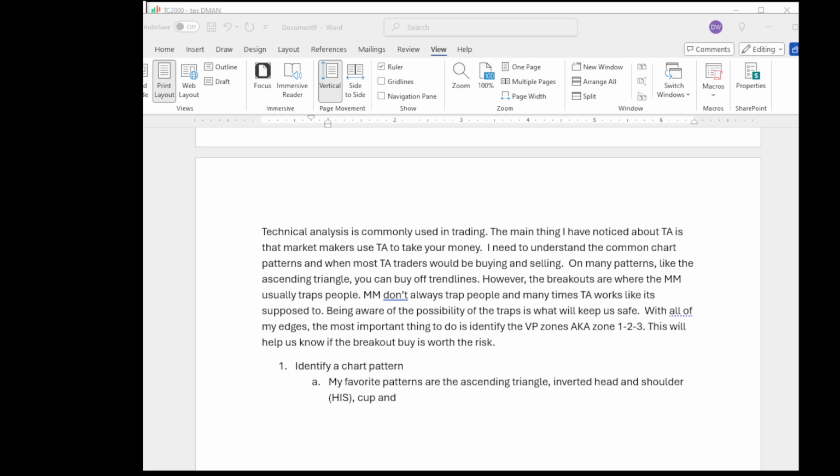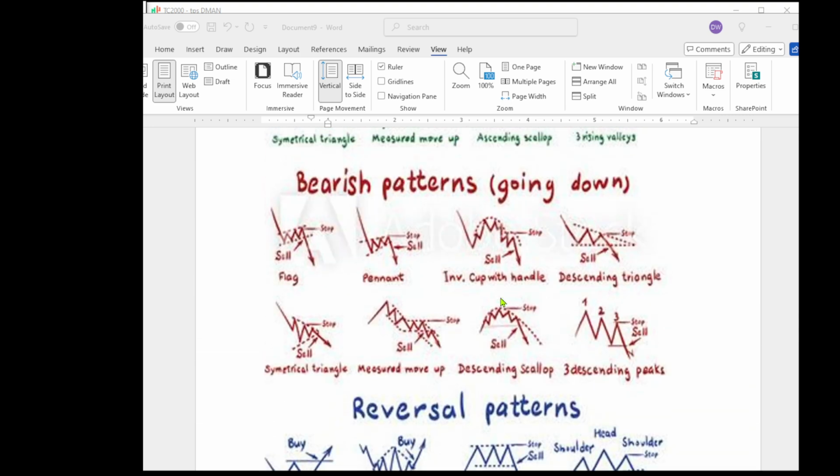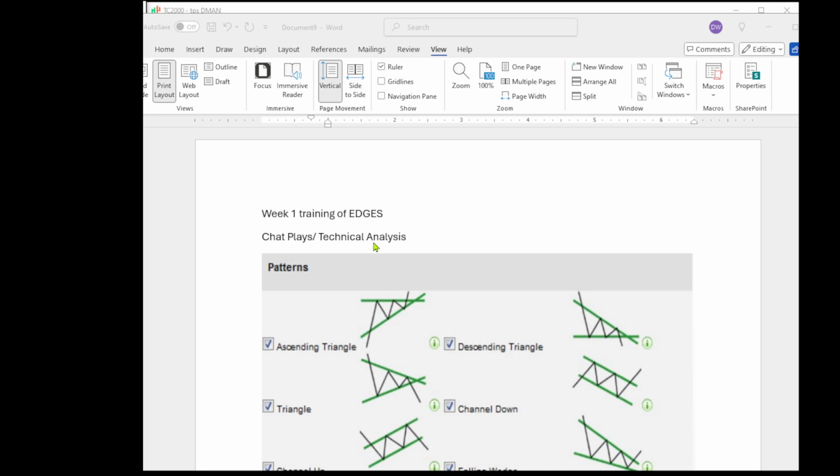All right, it is January 6th, 2025. It's crazy. We're in 2025. And every week, every couple weeks, we're going to start putting together a document for our edges. And this week, we're putting together chart plays and technical analysis.